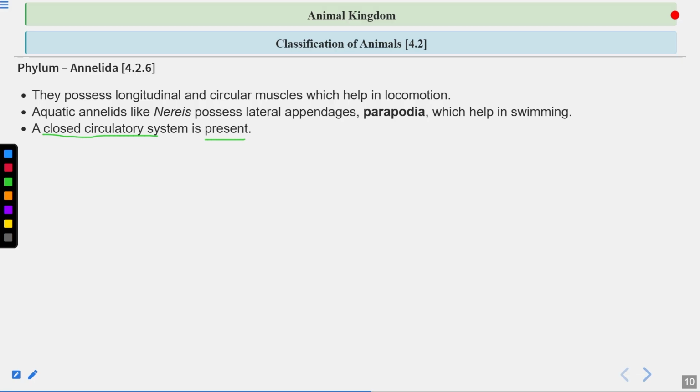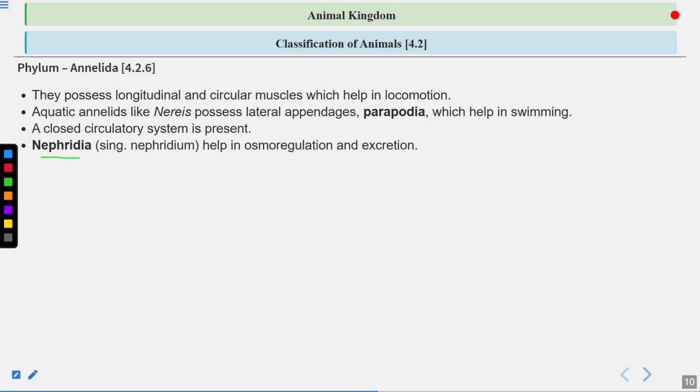But in the case of triploblastic, we have a very definite mesoderm layer in between the ectoderm and the endoderm. So that is why it is called triploblastic. Clear? Okay. Moving to the next point.